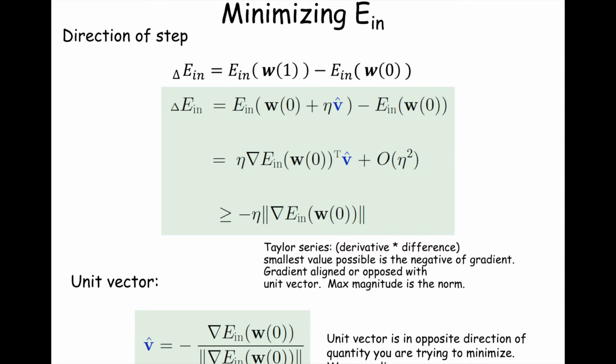And so we start out with En at time step 0. We have W naught, and so we evaluate En at W naught. Okay, we get a value. And we subtract that quantity from En at the next time instant, W1, after the update. So substituting for what W1 is, we had the following expression: En of W naught plus eta, our step in the direction V hat, minus En at our initial weight vector, or for our initial hypothesis, W naught.